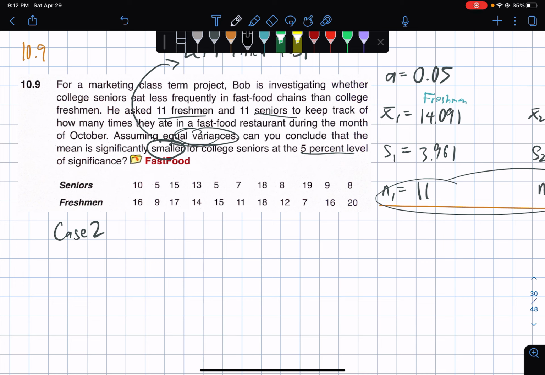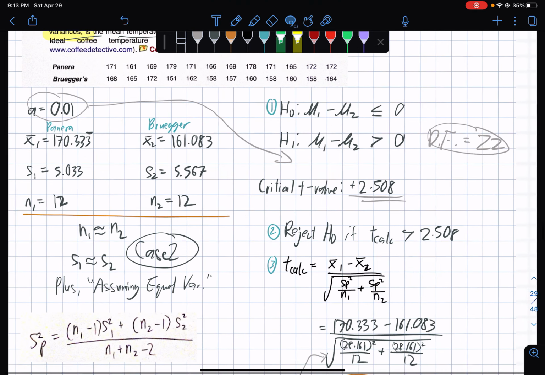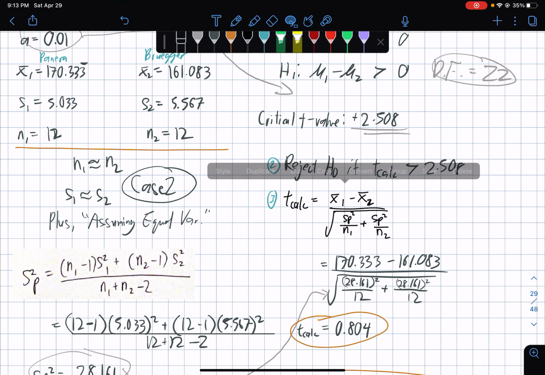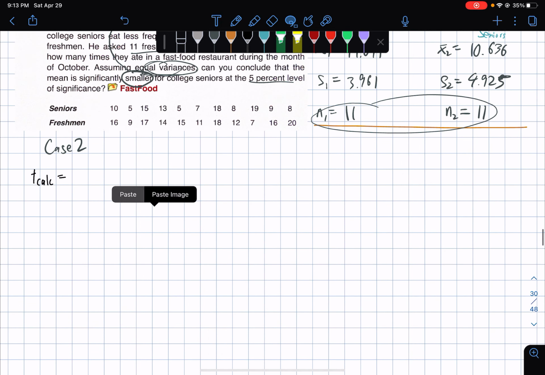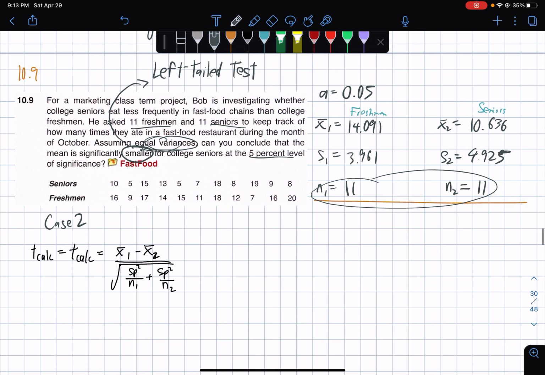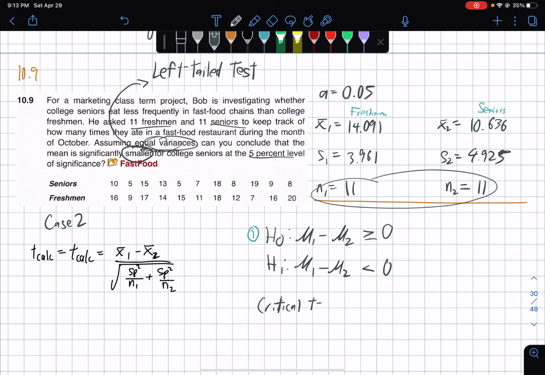And so, what's the case 2 formula? t calc is equal to, you know what? Copy paste again. Yeah, this is the one. Okay, let's start with the first step, hypotheses, H0 and H1. This is a left-tailed test, so the inequality signs are going to be like this. Then the critical t value, because this is case 2, it's a t value. We look for a left-tailed test, so alpha is 0.05 only.